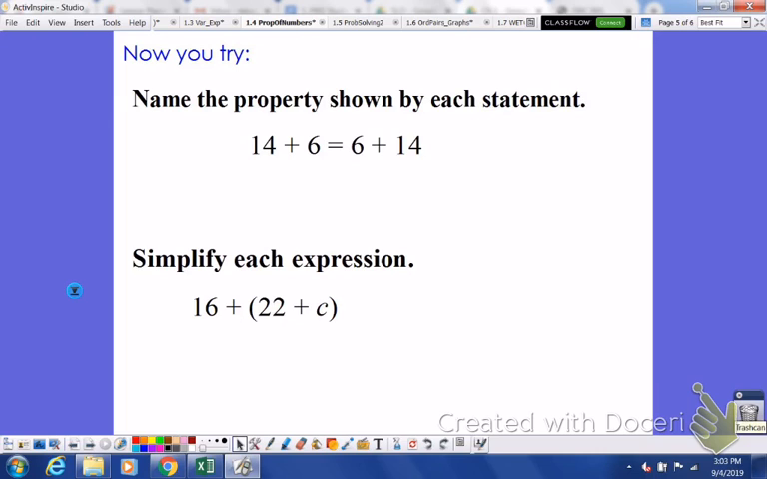And then simplify each expression. And then I'm going to add a little bit on here. Label the properties you're using. So I talked you through all the properties on the last slide. Now I want you to actually label them as you go. So 16 plus 22 plus C. Simplify that expression, labeling the properties that you're using. And go ahead and pause that to finish up those 2 problems, and then you're done with this lesson.